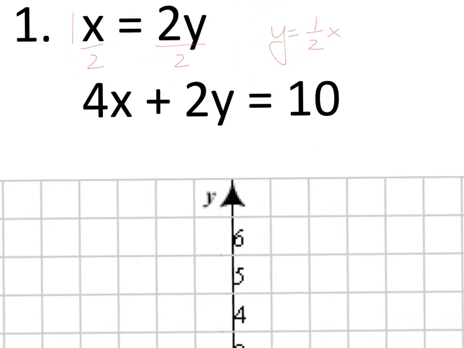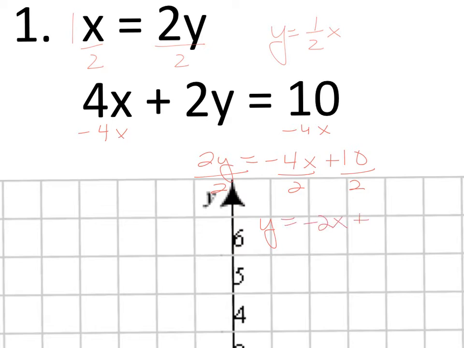All right, and then let's go up to the other guy here. And we're going to solve for y on this guy. So we're going to subtract the 4x off to the other side there. So we have 2y equals negative 4x plus 10. And then we're going to divide everything by 2. So y equals negative 2x plus 5. So now we're going to go ahead and graph that.